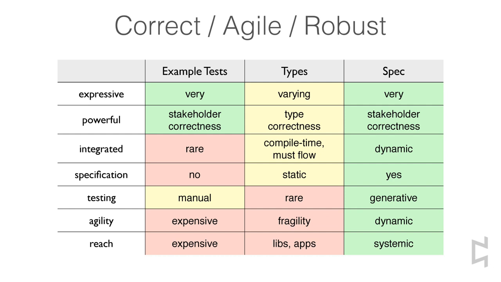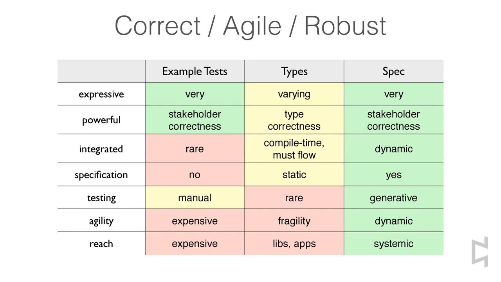Specification. Example tests are not specifications. They don't describe the shape of things. They don't describe predicates about things. They're programs that run. As a result, example tests are very expressive. They're arbitrary programs, as expressive as you can figure out how to be in your programming language. But they don't act as specifications.